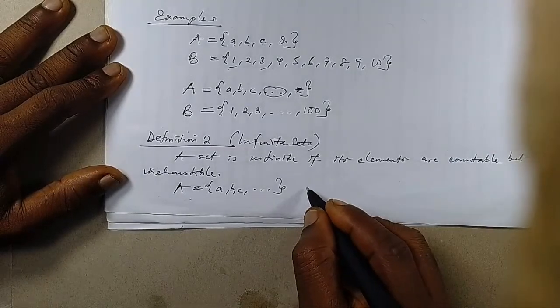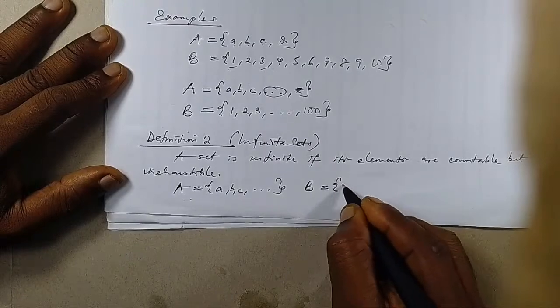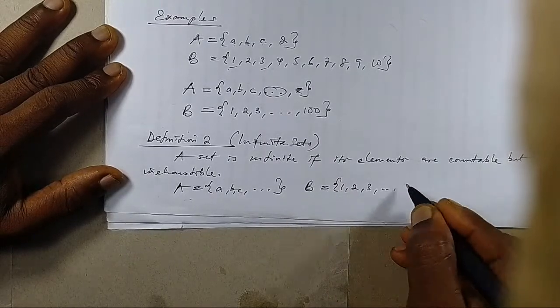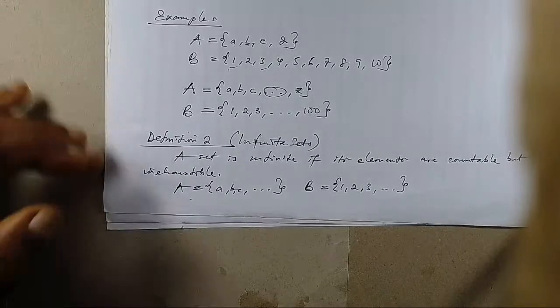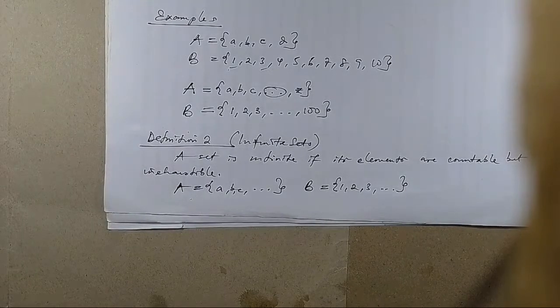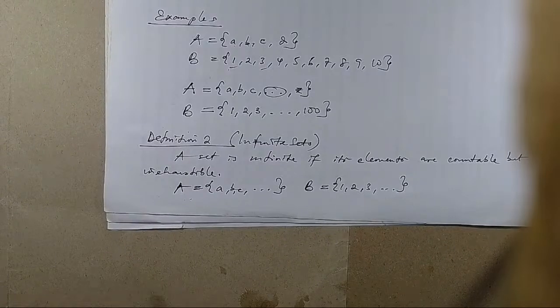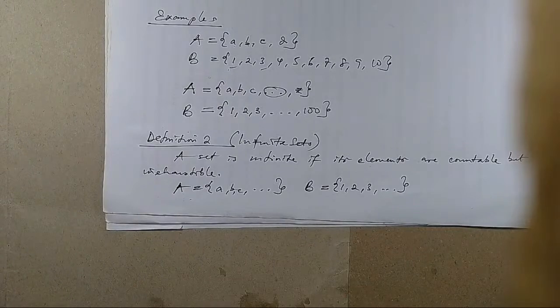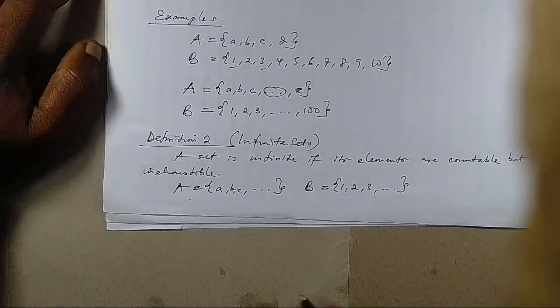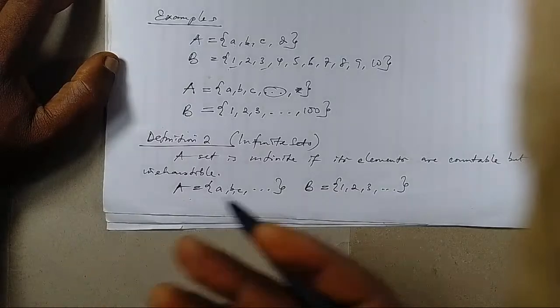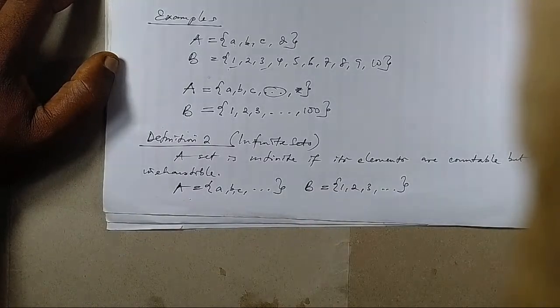So I could also have a set like this, B, that contains 1, 2, 3, and we don't know where it ends. So looking at it clearly, a set is infinite if its elements are countable but inexhaustible. So you can keep counting the elements of the set, but you will never know where it ends. For that reason, we use ellipses after the first 3 elements to show that the counting continues to an unknown destination. So a good example of infinite sets are the numbers and the number systems we have in mathematics.